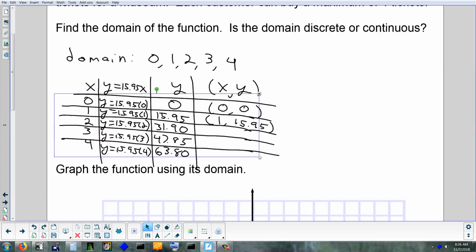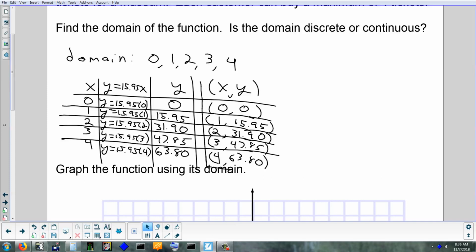Okay, so let's write our coordinates. What's going to be my coordinate, my next one down? 2, 31.90. You're taking the first column and the third column. That's where we're getting those numbers from. How about my next coordinate? 3, and then 47.85. And then my last one is 4, 63.80. Now, what am I going to do with all of those things I just put a box around? I'm going to plot them.